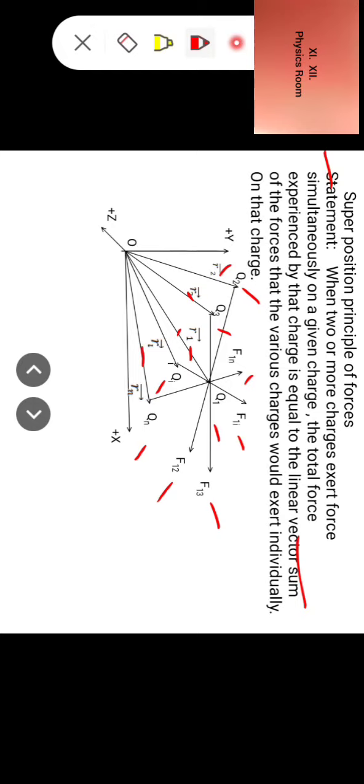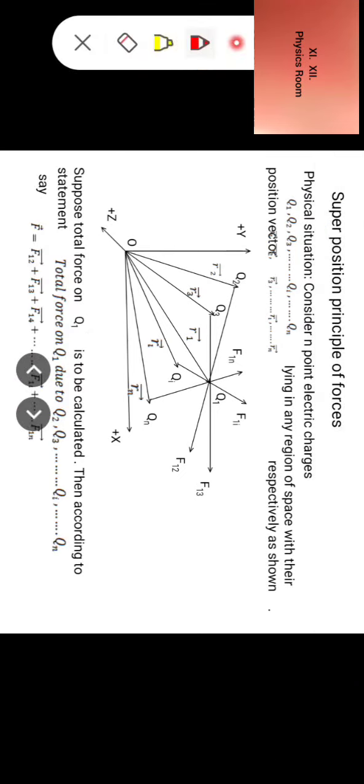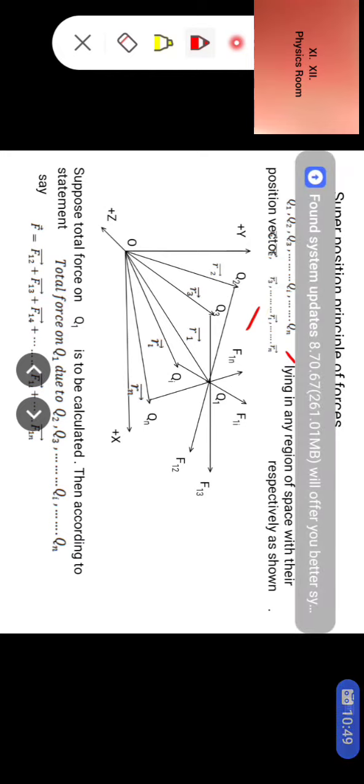You have to understand and you have to write the expressions for forces due to Q2, Q3, Qi and Qn and so on. Now let us see how we can write the expressions. Now first we develop the physical situation. To derive an article, always we first have a physical situation. Consider n point electric charges Q1, Q2, Q3, Qi, Qn lying in any region of space with their position vectors r1, r2, r3, ri, rn respectively as shown in the diagram.